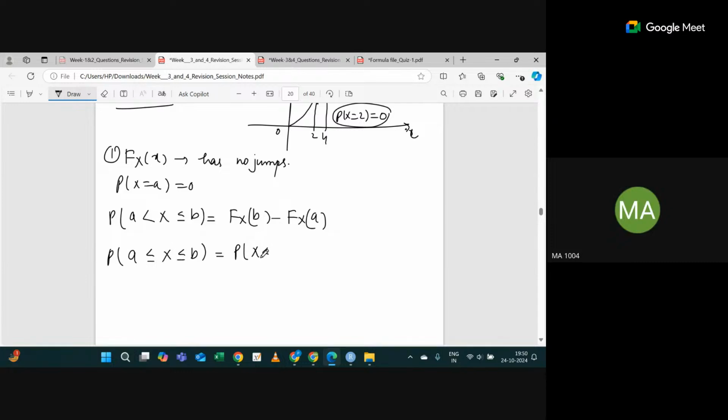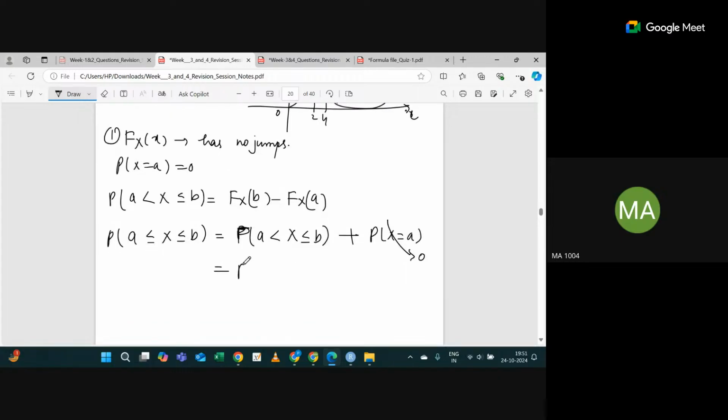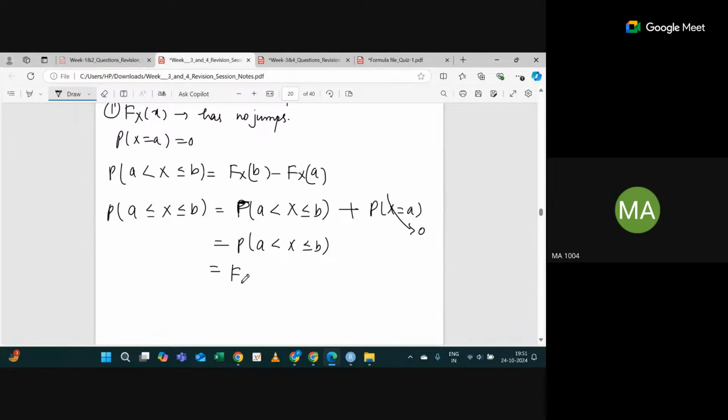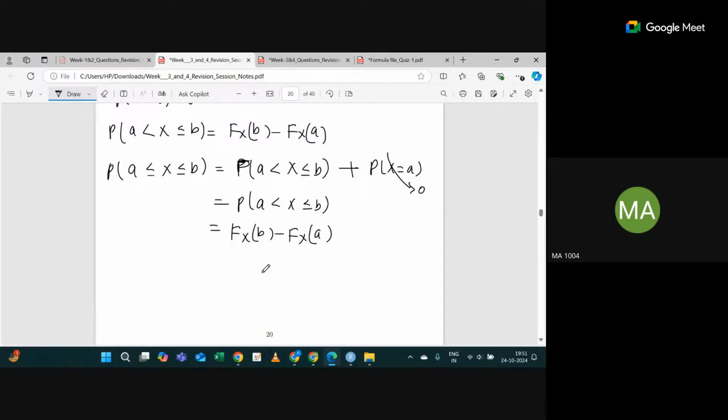So probability x less or equal to b. Okay, for this part, one more thing. How can I calculate this probability? Basically, probability a less than x less than or equal to b, plus I need to add probability x equal to a, right? But probability at a single point is always 0. This will be the same as probability a less than x less or equal to b, right? This will be the same as fx of b minus fx of a, correct?